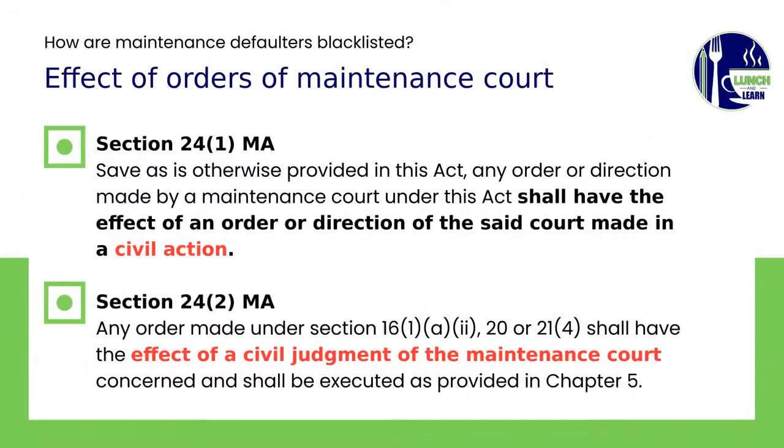So if one looks at the legislation that deals with that, in terms of Section 24(1) of the Maintenance Act, it is very important to note that it says any judgment or any order or direction given by the maintenance court shall have the effect of an order or direction of that court as if it was made in a civil action. The following, Section 24(2), says that that direction or that order of court would have the effect of a civil judgment of the maintenance court.